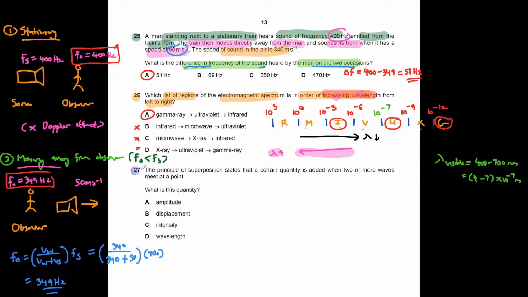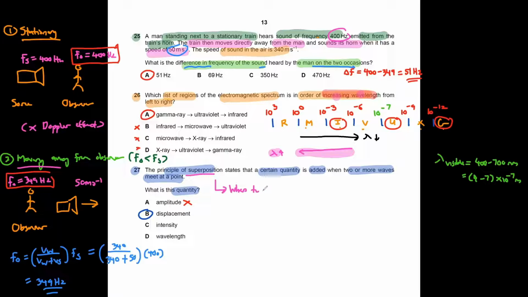Now, question 27 mentions that the principle of superposition states that a certain quantity is added when 2 or more waves meet at a point. What is this quantity? So that one should have been displacement. Okay. A close answer would be amplitude, but amplitude is actually not the correct one because if you try to recall what principle of superposition actually is, principle of superposition actually says this.